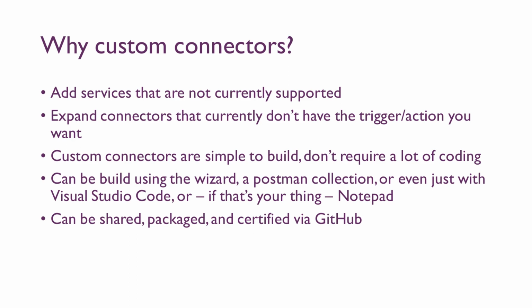I would suggest starting to build it using the wizard. That's the easiest. And then whenever you're almost done, you can export and do some stuff there within Visual Studio Code, for instance, and then you can move on from there. You can share a custom connector, you can package it, and you can certify it through GitHub. So if you create a custom connector and you want to make that available for other people as well, you can do that. If you have your own service and you have a connector for that, and you want to certify that, that's possible through GitHub.